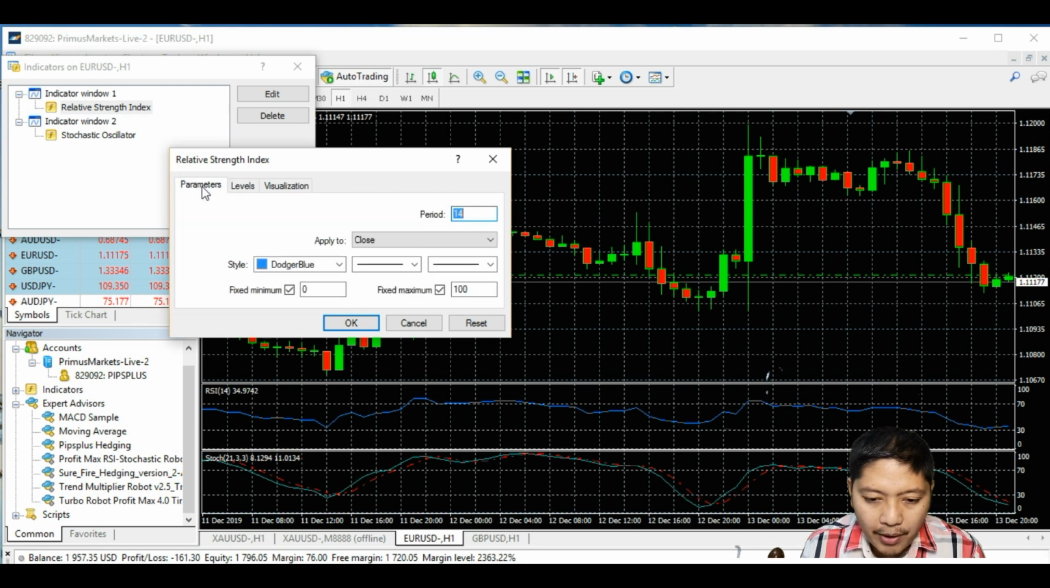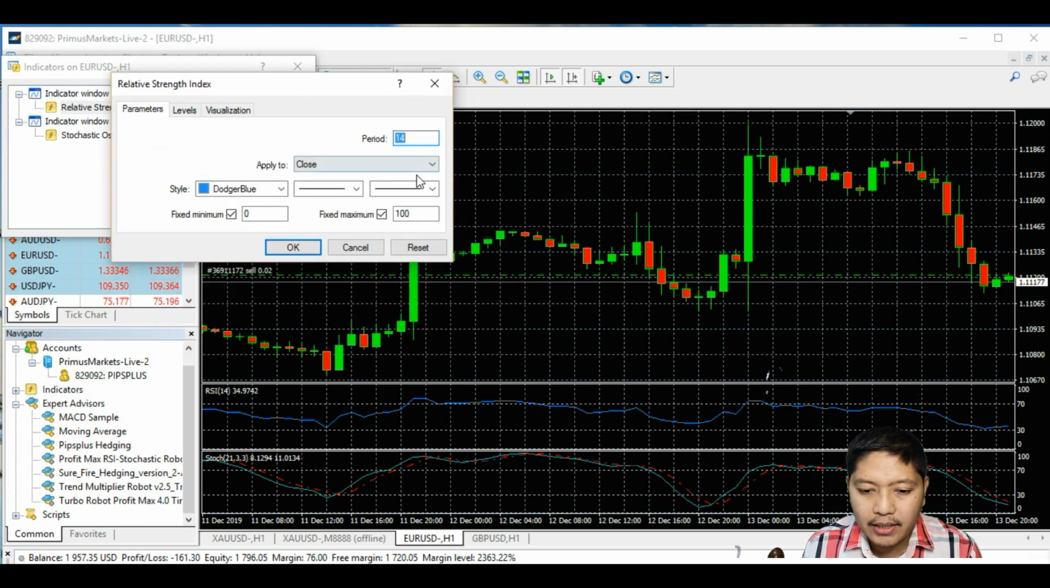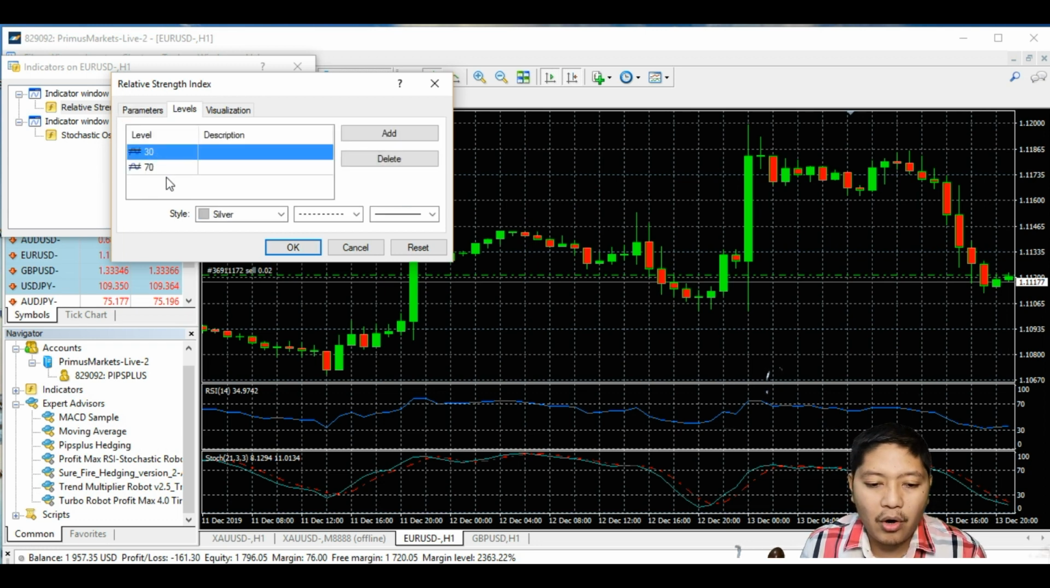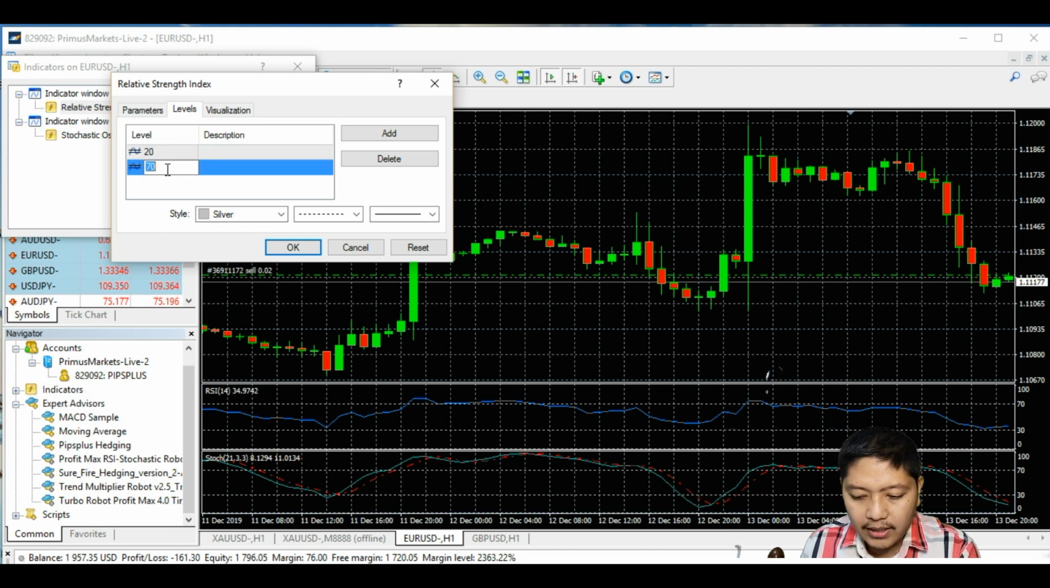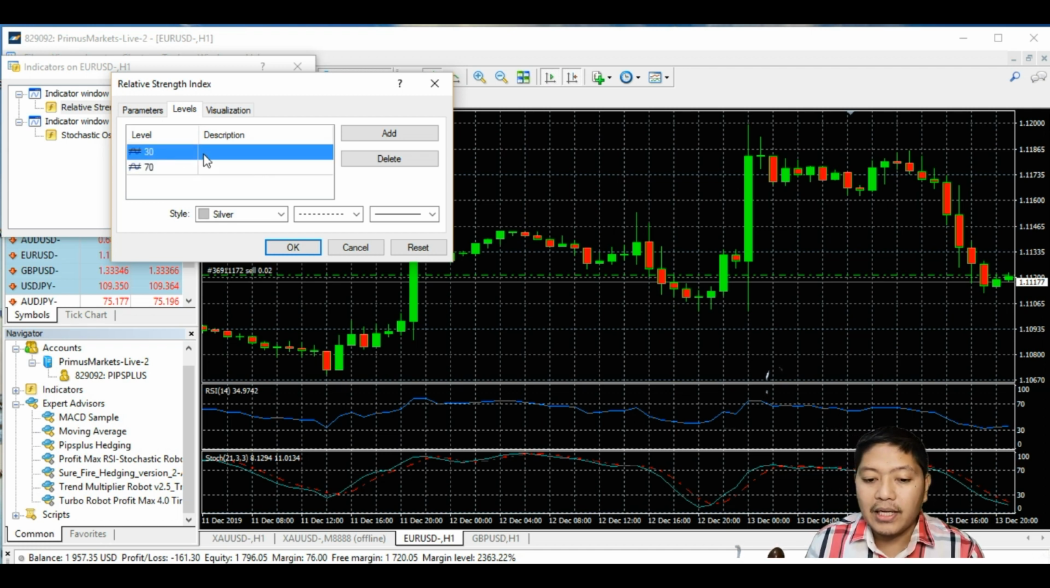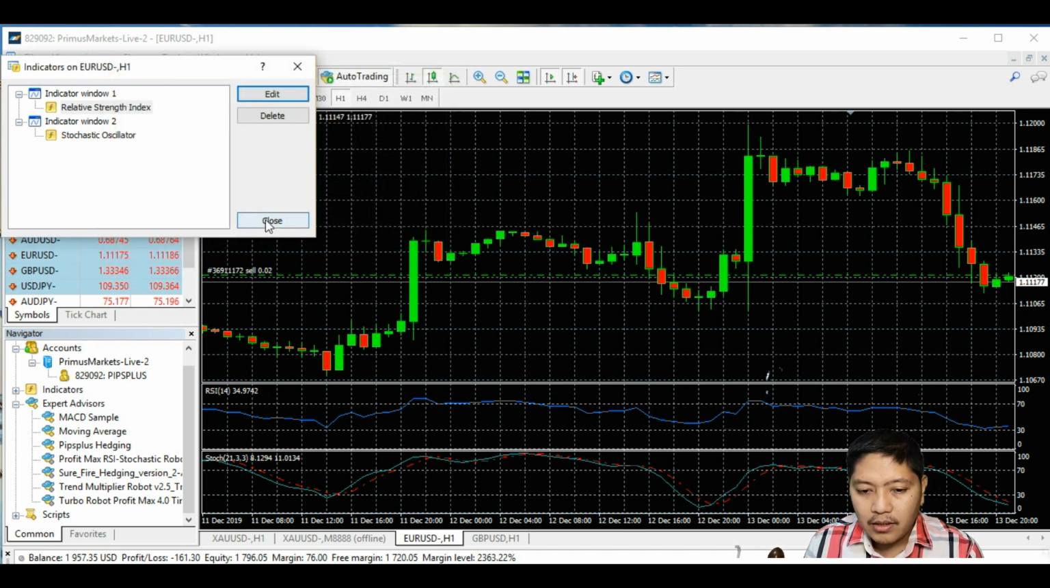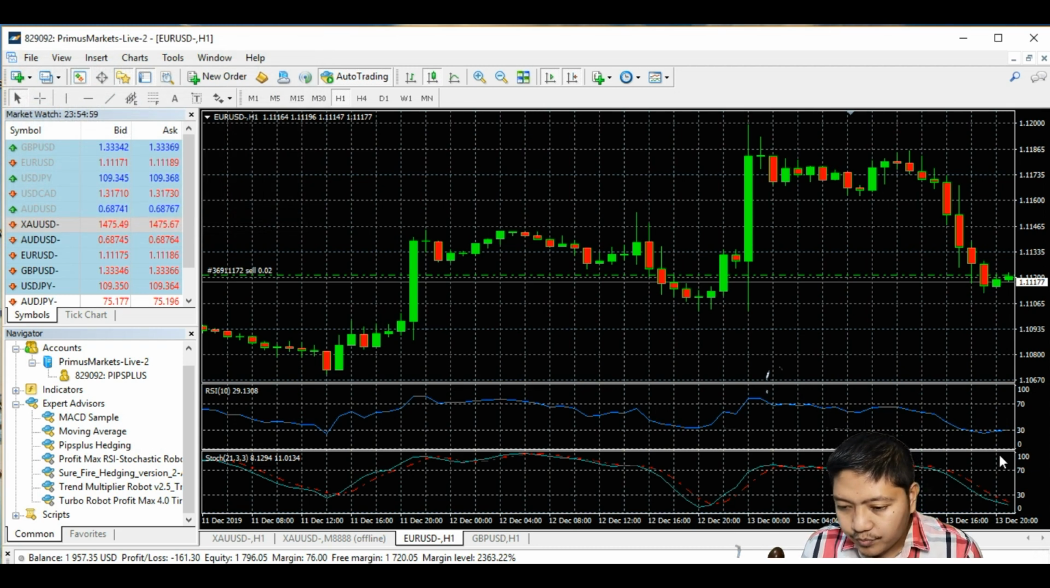In your RSI parameters, you have a period here, and just leave the apply-to setting as it is. You can change the period to maybe 10 or 14, so we will try 10 and see what the difference is. Your levels here are your 30 and 70, or you can use 20 and 80, but I'm using 30 and 70 for RSI. What's the difference if you change it to 10 or 14? Not much difference, you see that? It is just a bit finer.